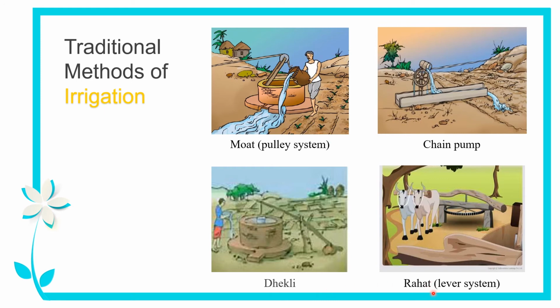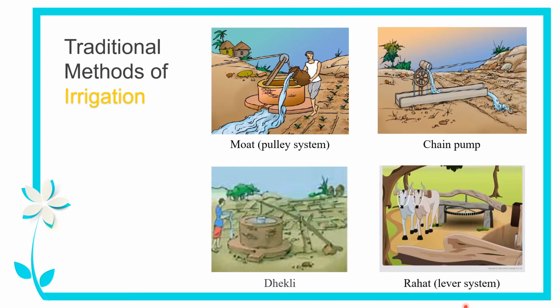Now coming to Rahat system, which is also a lever system. In Rahat system of irrigation, water is drawn out from a well. In this method, there is a large wheel fixed on an axle above the mouth of the well. As you can see, this is the large wheel, and a long belt with many small metal pots is put over the circumference of the big wheel, which can move over the wheel when the wheel turns.